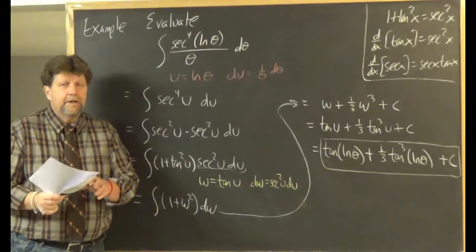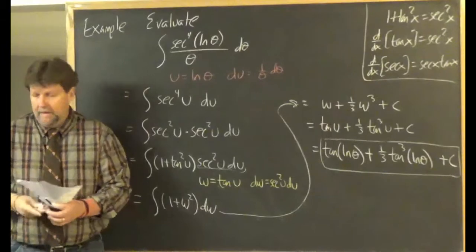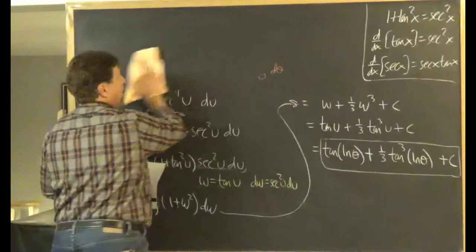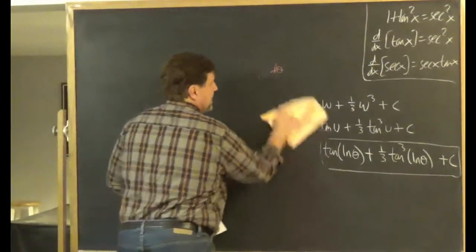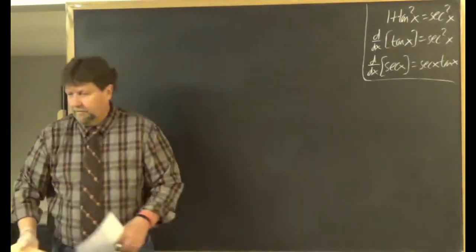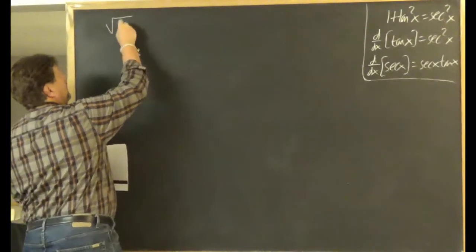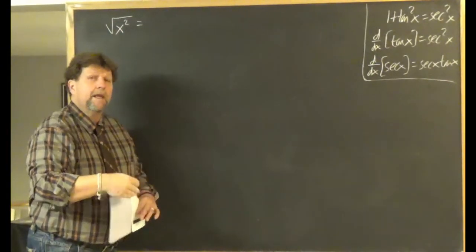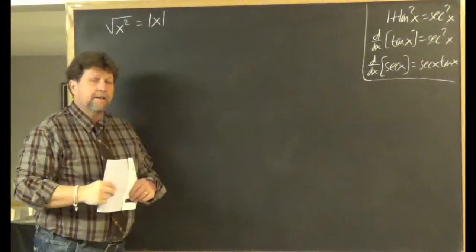Now I have one I want you to do in the homework, but you have to be very careful on this. You need to remember something. Let me give you the following warning before I tell you which one that I want you to do in the homework. It's nothing new. It's an old idea. It's something that we've always had in the back of our head. And that is the square root of x squared does not equal x. In general, the square root of x squared equals absolute value of x.